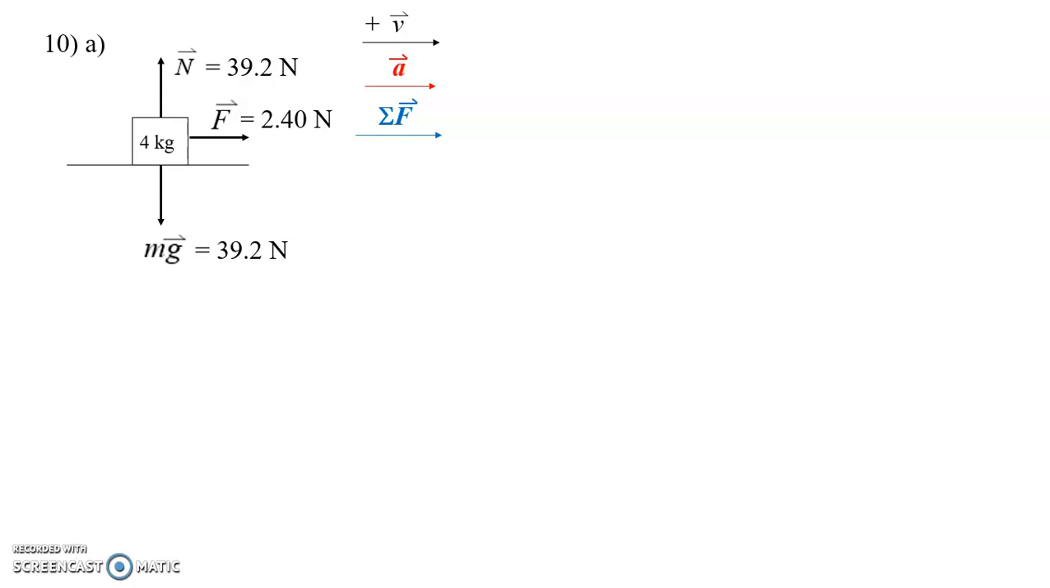On to letter B, you want to find magnitude and direction of the object's acceleration. So of course we write sigma F equals ma, we always do. Remember, the next step is always to construct sigma F out of our free body diagram. We see weight and normal force cancel each other in the vertical dimension. The only thing left over is the 2.4 Newton force. So in this case, it's positive F equals ma.